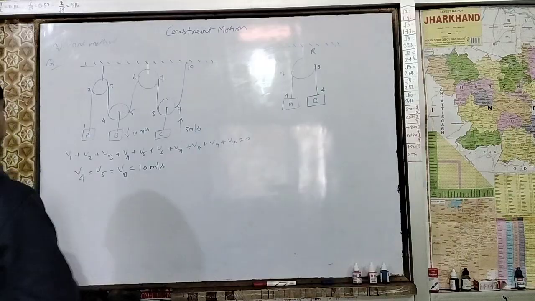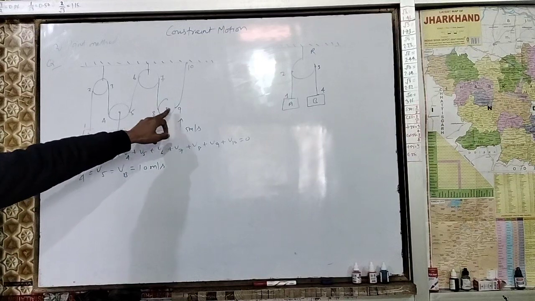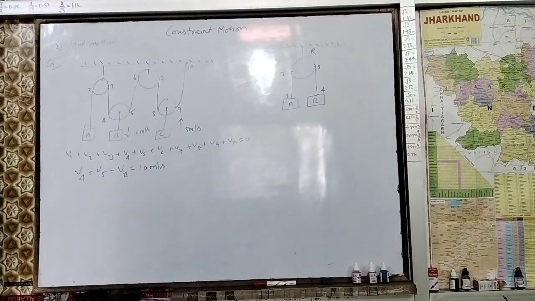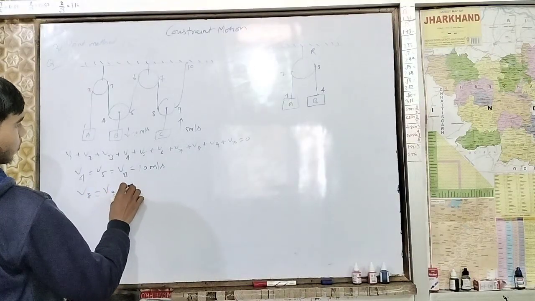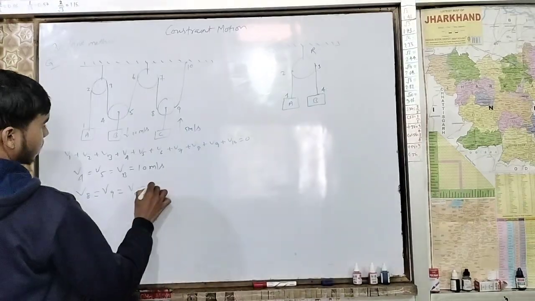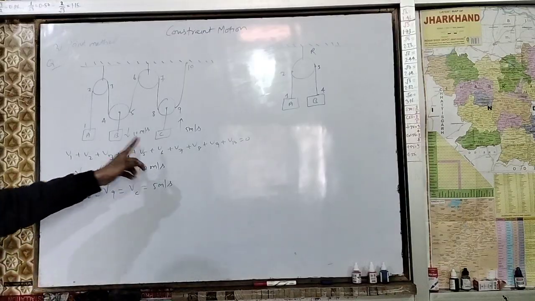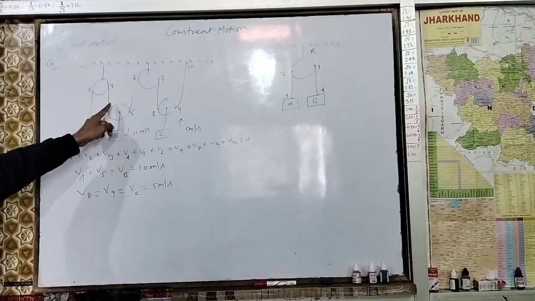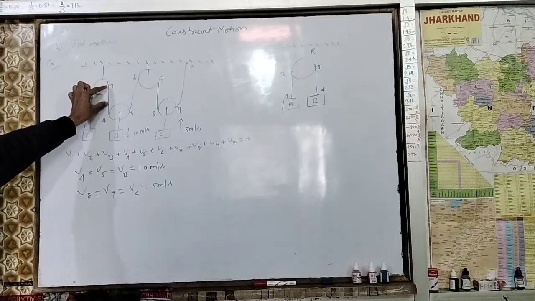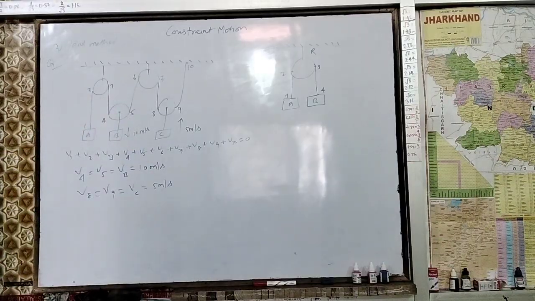Try to understand. Velocity of 8 will be equal to velocity of 9, which will be equal to velocity of C. So you can say velocity 8 is equal to velocity 9, which is equal to velocity of C, 5 meter per second. But it will not happen with block A. No. Reason is this string is bringing pulley, not a block. Okay, not a block.